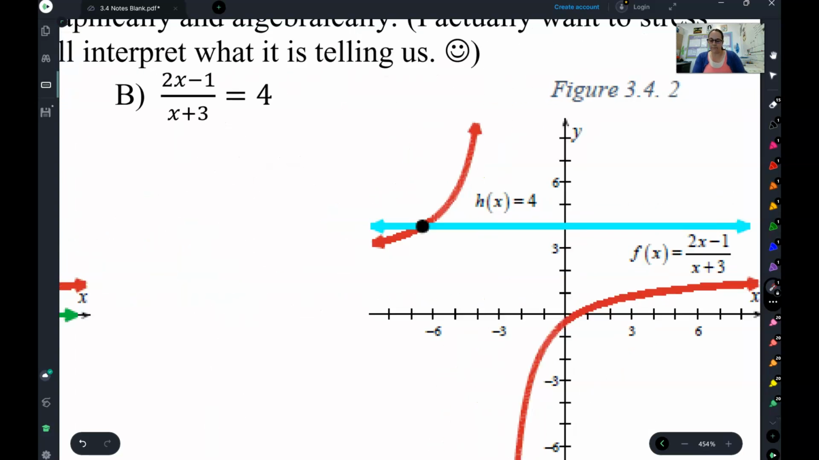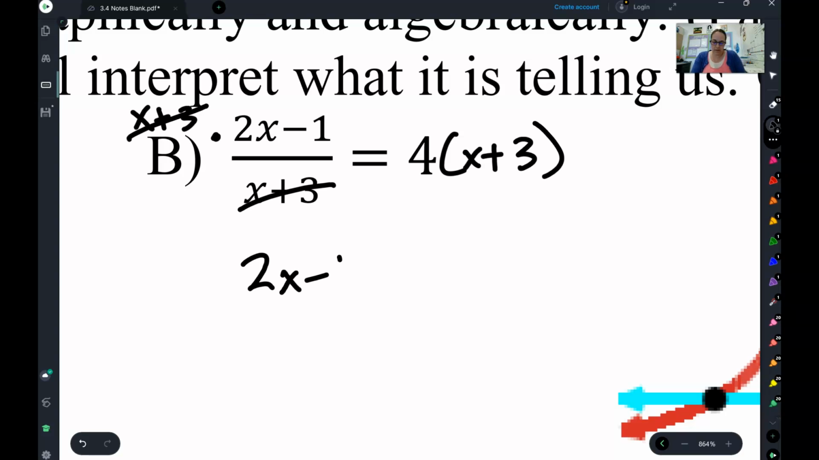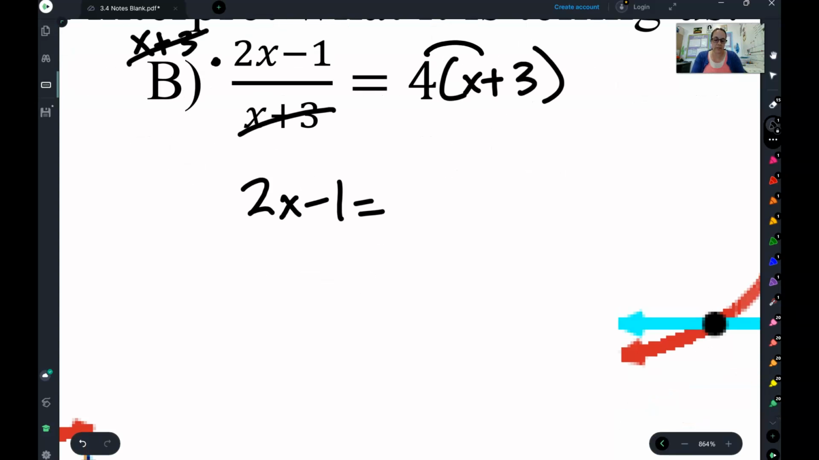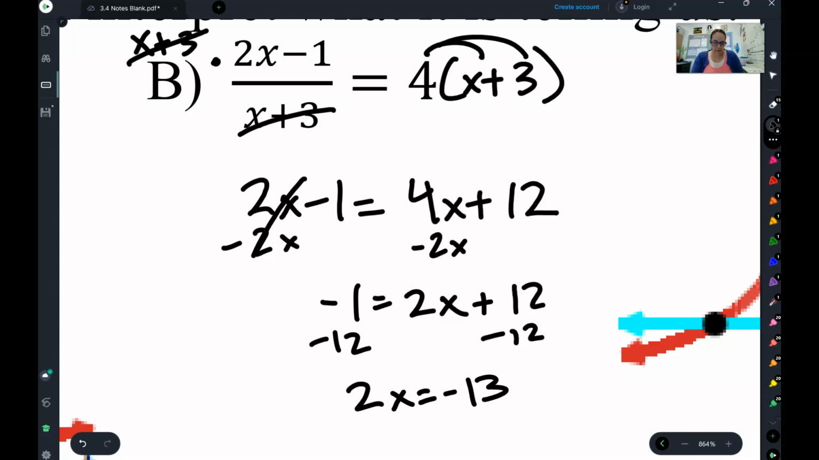So let's look at B. Once again, we are going to multiply by the denominator to make that go away. Now, this time it's not 0, so it doesn't just disappear. We need to distribute this 4 and get this. Then we solve it like any basic equation. And I get 2x equals -13.